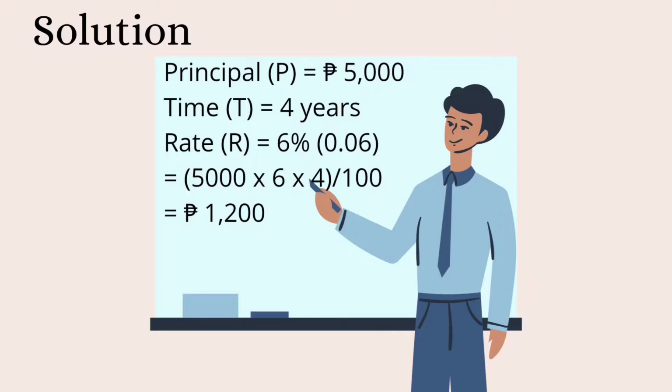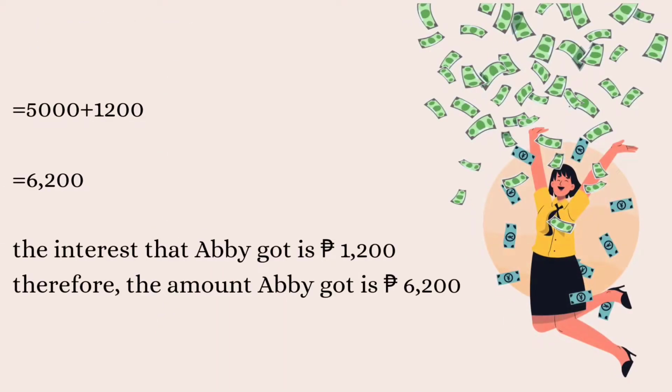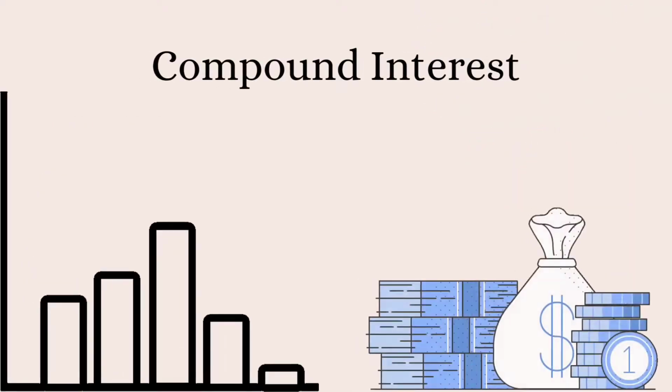Then we'll get 1,200 pesos, and that's our interest. We then proceed to add 5,000 and 1,200 pesos. For that, we'll get the amount of 6,200 pesos.